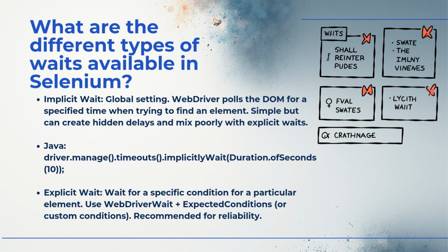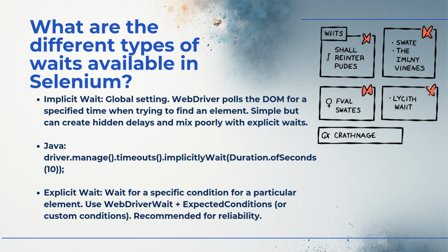Now, explicit wait. This is the most important type. It waits for specific conditions like element to be clickable, visibility of element, presence of element, text to be present, alert is present. So explicit waits are very powerful. Example scenario: a button becomes enabled only after entering a password. Use explicit wait to wait for the button to be clickable.